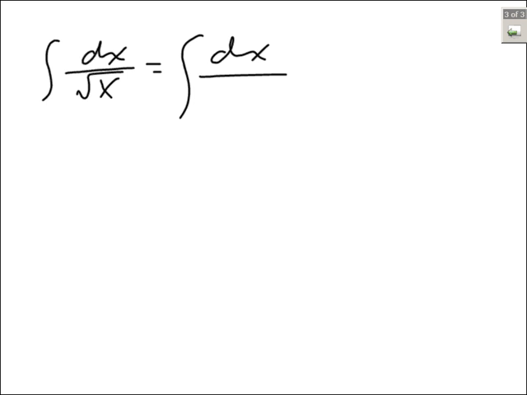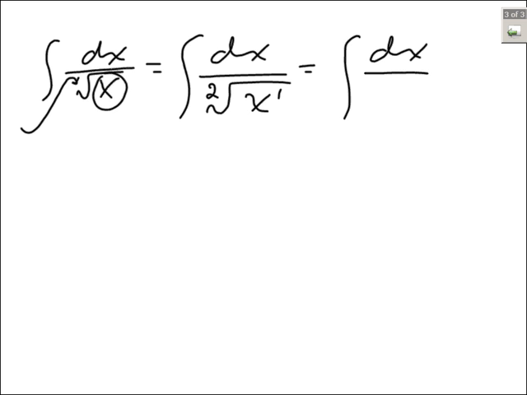Suppose you were asked to do the integral of dx over the square root of x. Well, you should realize that when there's no number right there, it's understood to be 2. And x is the same as x to the 1. So I know how to write that as an exponent. It's x to the this number over that number. I have. But this is not in standard form.